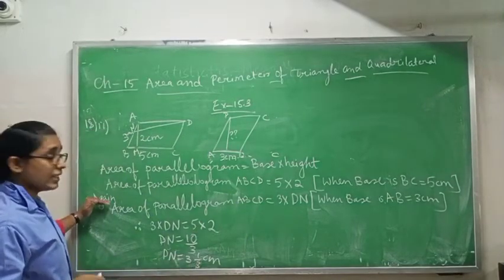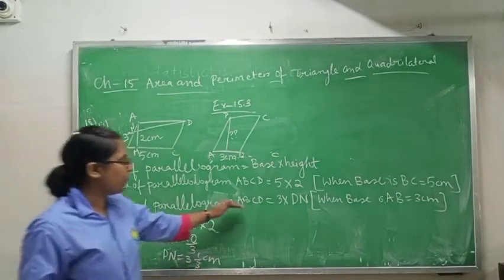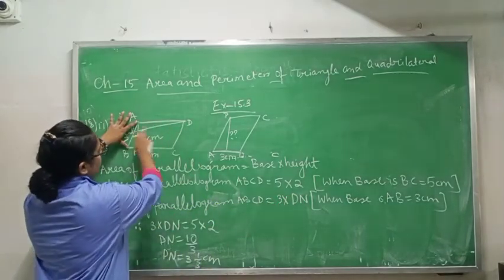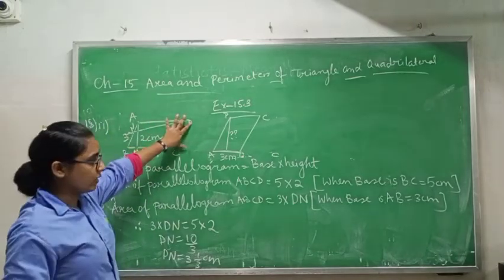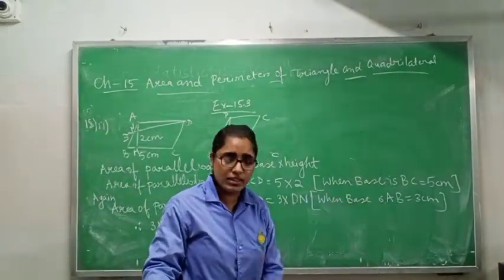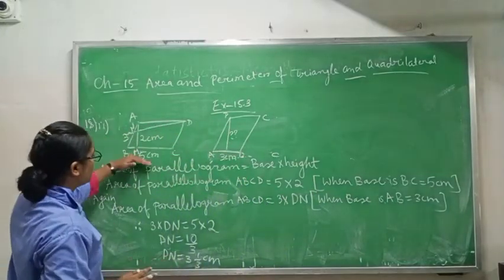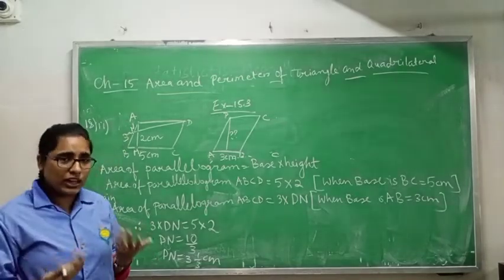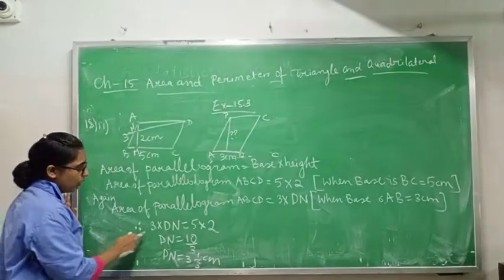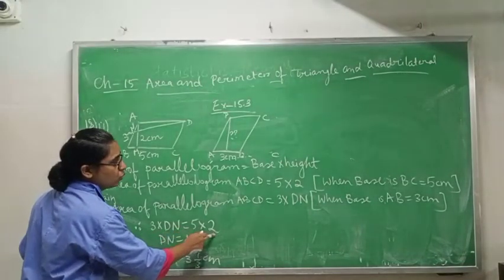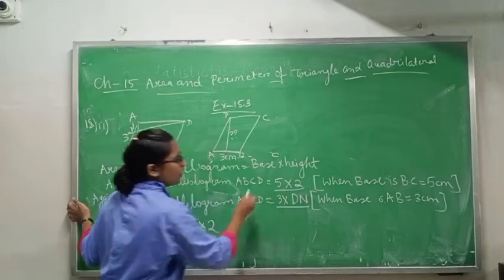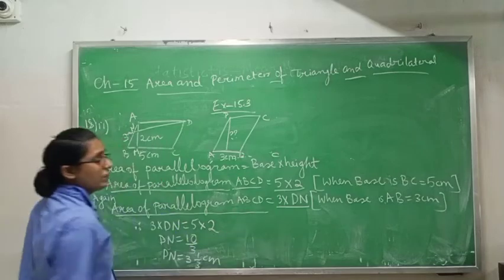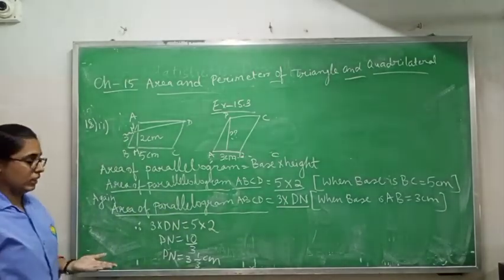Now the second time, I have written area of parallelogram ABCD equals 3 into DN. 3 is the base and DN is the distance between two parallel sides, so when base is AB equals 3 cm. First time I am taking base BC and second time I am taking base AB. Now you know that the area of the parallelogram will be the same. That is why I have written, therefore, 3 into DN equals 5 into 2. I am equating this with this because both are the area of parallelogram ABCD, so both are equal.